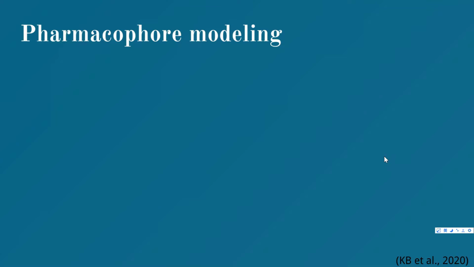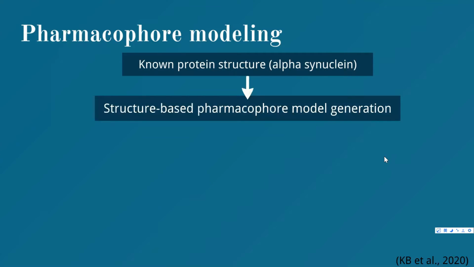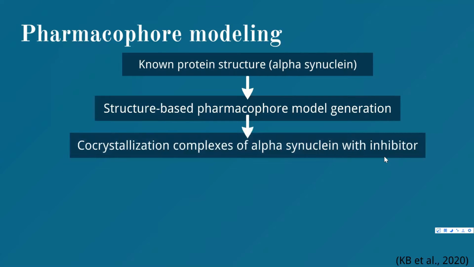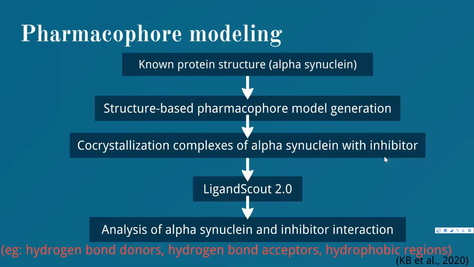Pharmacophore modeling starts with a non-protein structure. Then we'll proceed to structure-based pharmacophore model generation. The co-crystallization complex of alpha-synuclein with an inhibitor is analyzed by using LigandScout 2.0 software to produce an analysis of alpha-synuclein and inhibitor interactions. The examples of interactions are hydrogen bond donors, hydrogen bond acceptors, and hydrophobic regions.